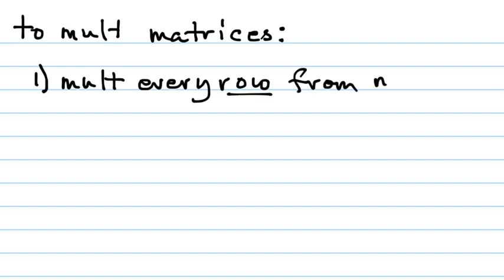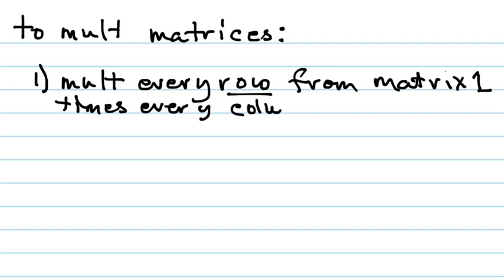you're not going to be multiplying rows times rows. You're going to multiply every row from the first matrix, so from matrix 1, times every column in matrix 2. Alright? Now, so it's all of the rows and columns that you're going to be multiplying together.